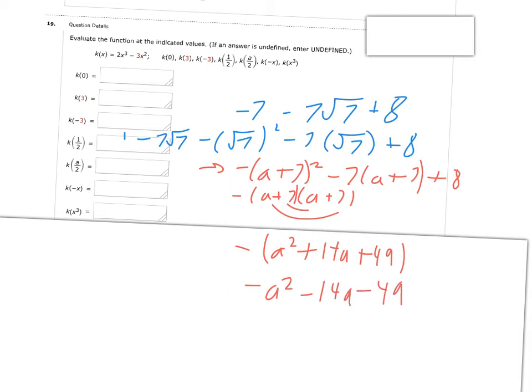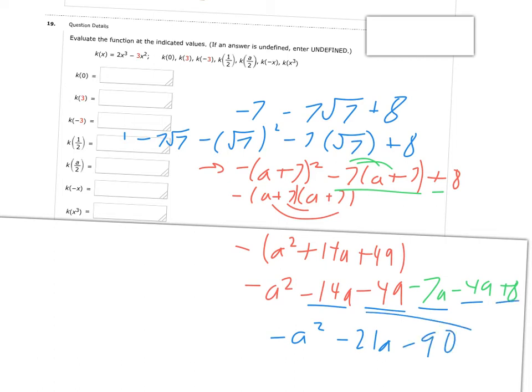And then I would go ahead and bring these other guys down that I've kind of been ignoring up here. I'll go ahead and distribute that and call that negative 7a minus 49, and then plus 8. All right, so now I'll combine like terms. So I get negative a squared minus 14 and minus 7, it's going to give me minus 21a. And then minus 49 will give me negative 98, but then plus 8 is actually going to give me negative 90. So that's my answer right there.